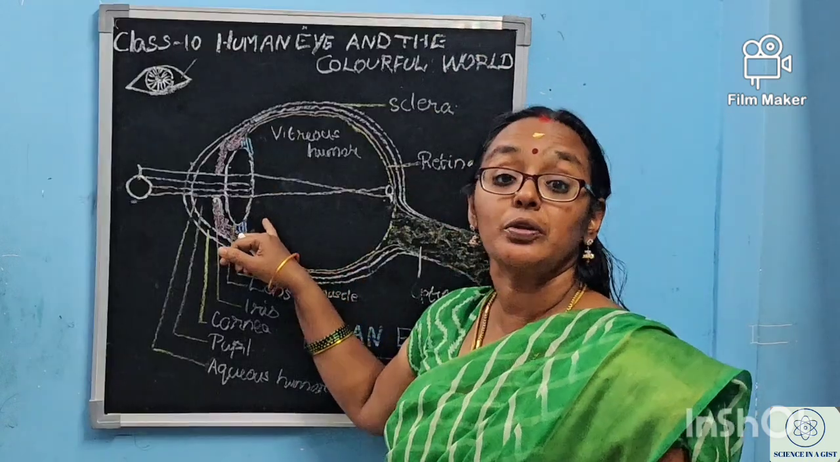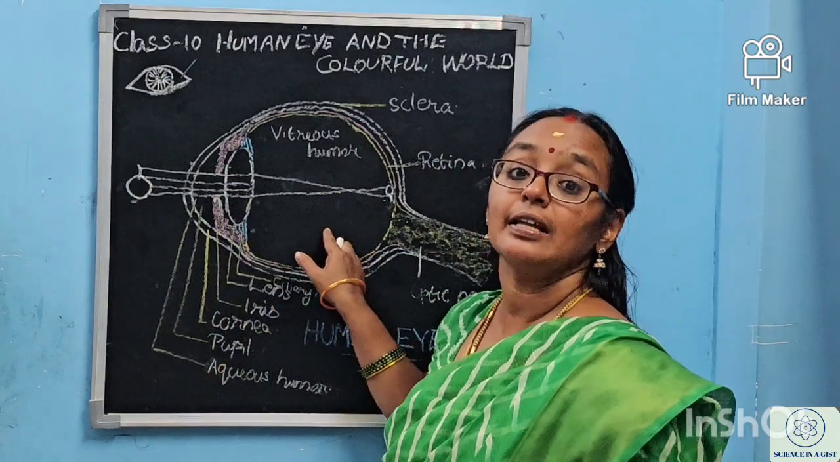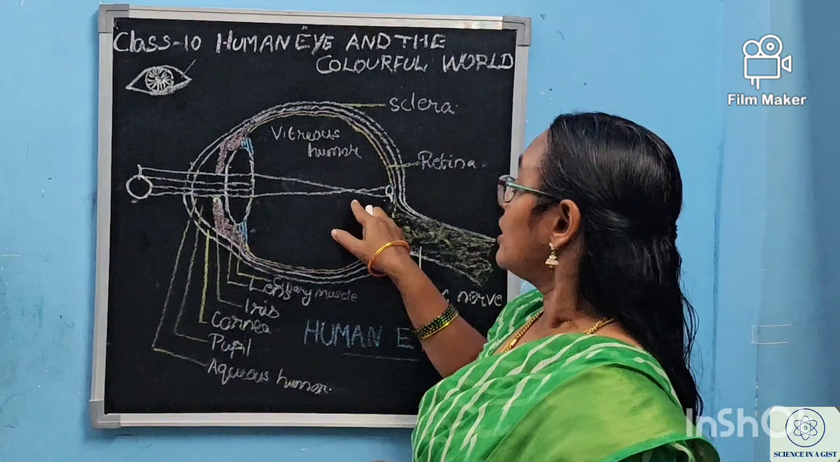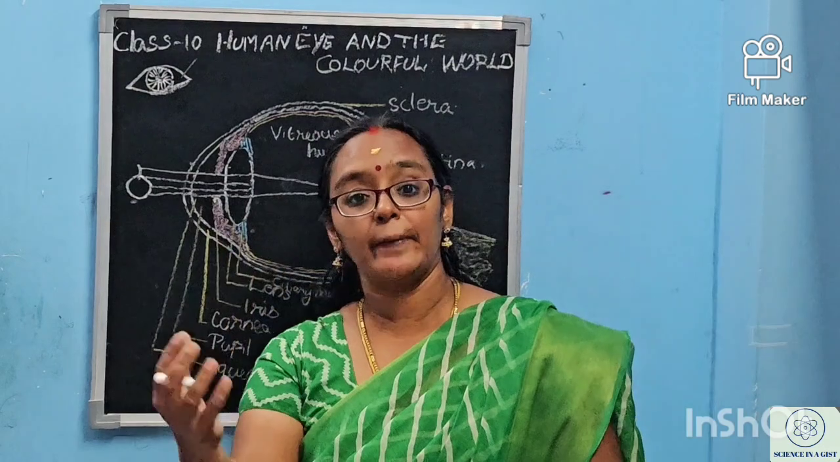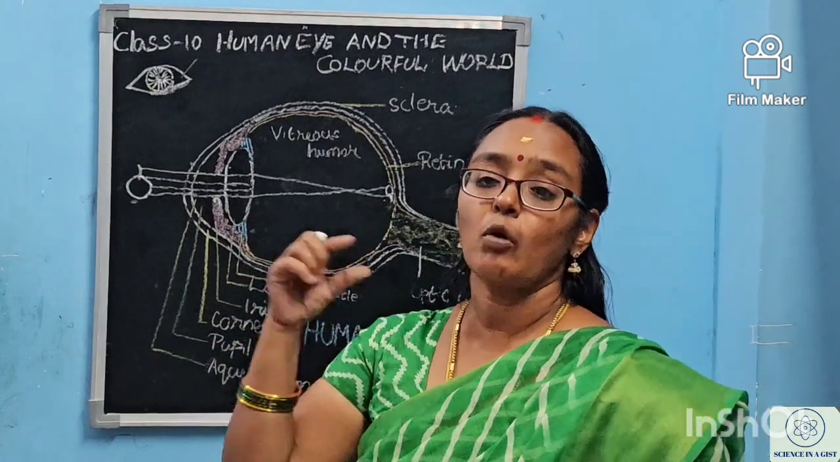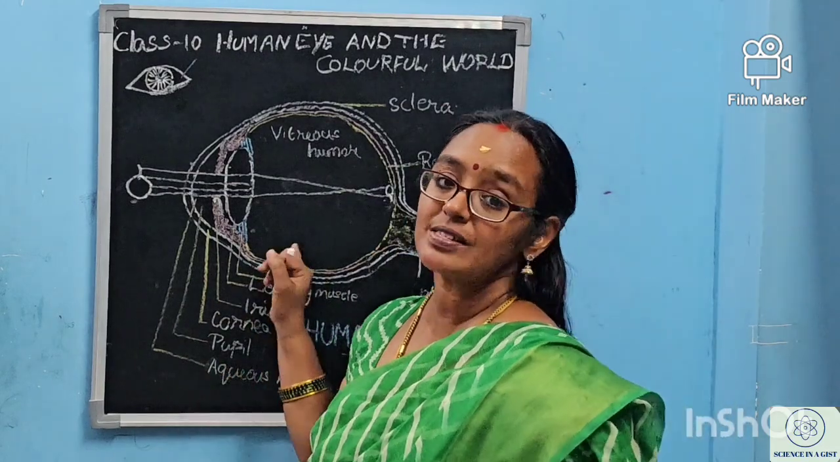As I told you, the crystalline lens is present and the lens helps to focus the object image on the retina. The image will be formed on the retina and it enables us to see the things because of the focusing. So the focal length can be adjusted with the help of the ciliary muscles.